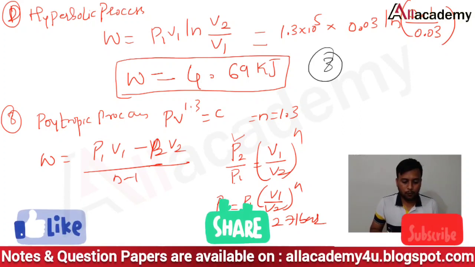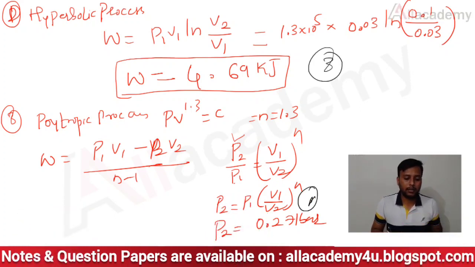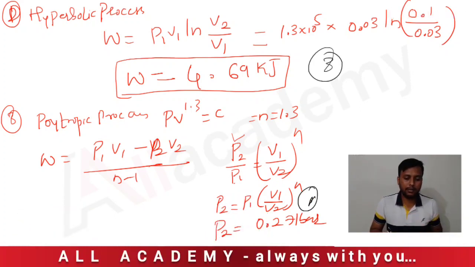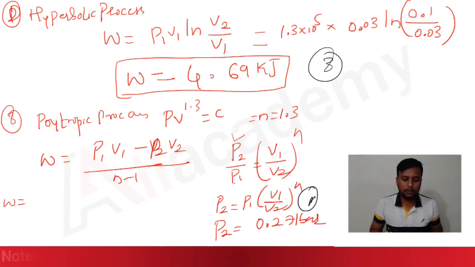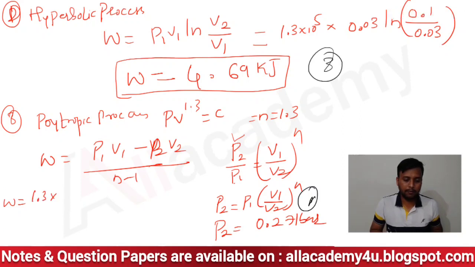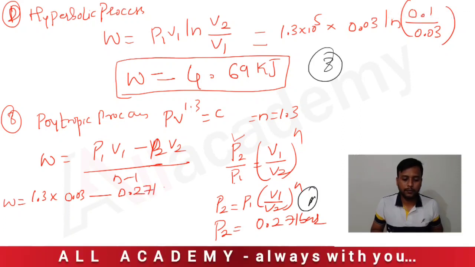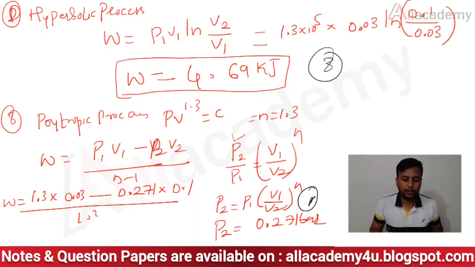For this, 1 mark will be allotted. Now what is the work done? I have already written the equation, and now I have got P2 also. Let us substitute. Work done will be equal to 1.3 into, what is V1? V1 is 0.03, minus P2, which is 0.271, into V2, which is 0.1, whole divided by 1.3 minus 1.